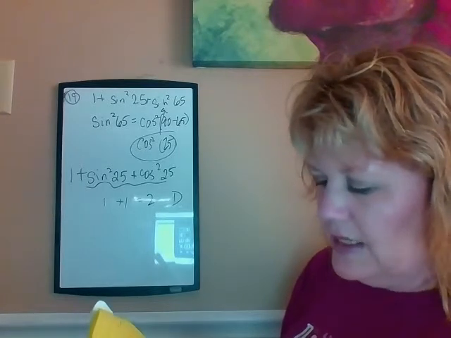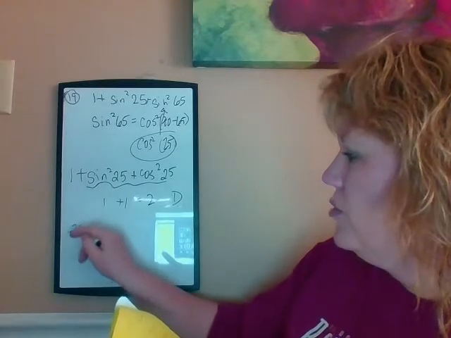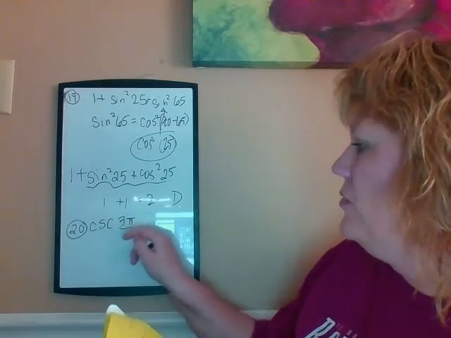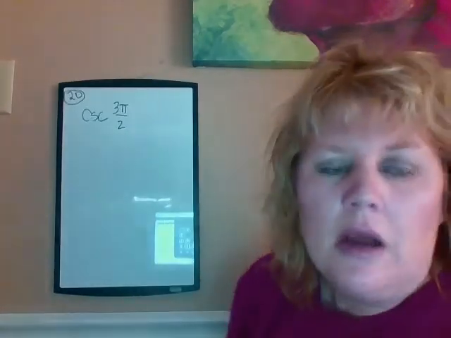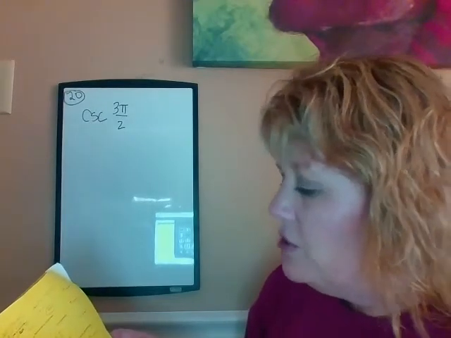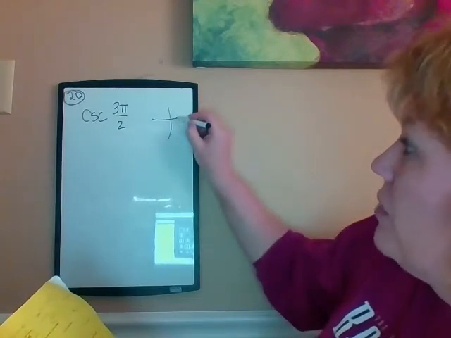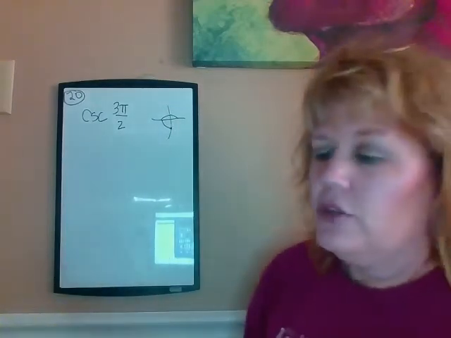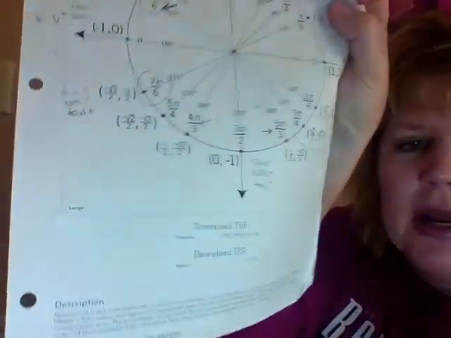Number 20 says use a reference angle to find the exact value of the expression. Number 20 is the cosecant of 3 pi over 2. Where's 3 pi over 2 located on the unit circle? Use your reference angle. Well, where is 3 pi over 2? This is 0 pi. This is 1 pi. This is 3 pi over 2. You're right down here. So you'll want to pull out your unit circle, okay?